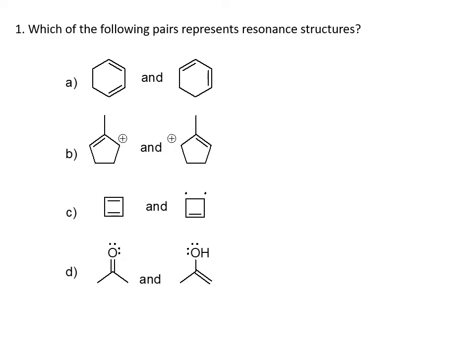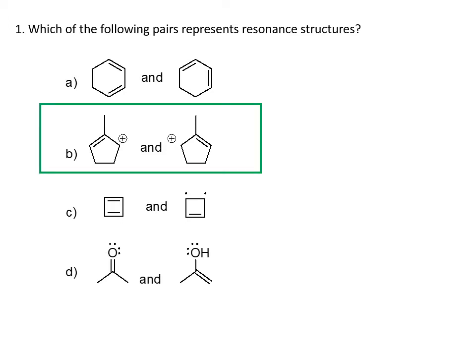And D is an example of isomerism called tautomerism. In resonance, all of the nuclei remain in fixed positions. No nuclei move. In this case, hydrogen has moved from one formula to the other, in addition to movement of electrons, movement of a pi bond. So that's isomerism, known as tautomerism. So the correct answer is B.